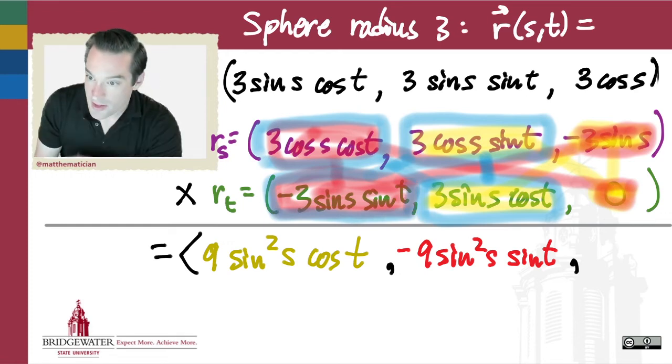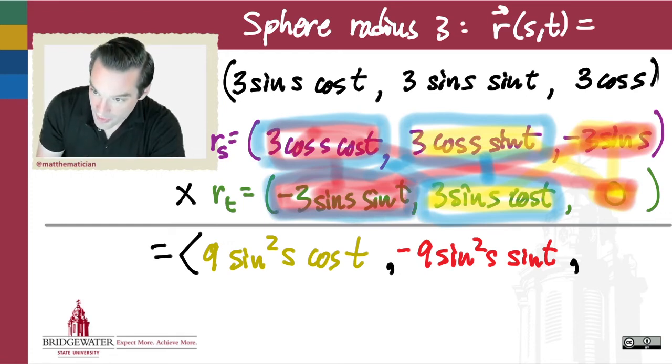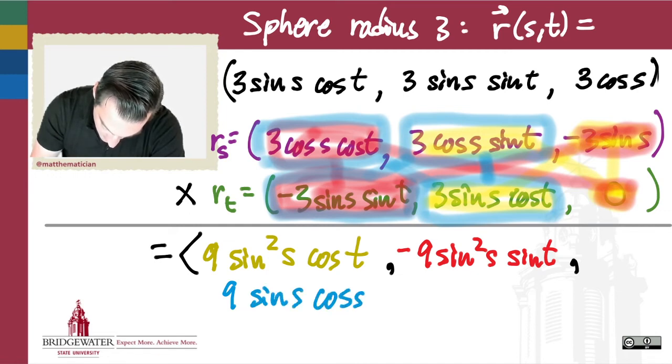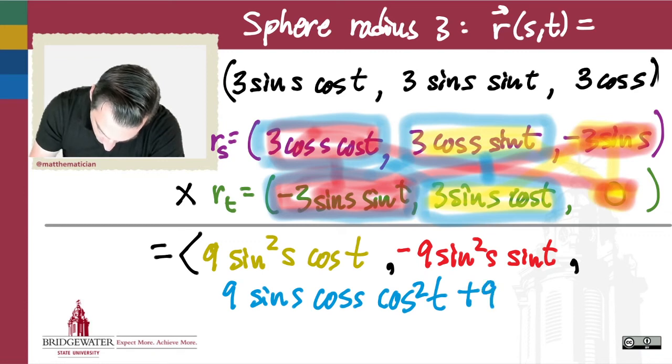So it's 3 cosine s cosine t times 3 sine s cosine t. So that's 9 sine s cosine squared t. 9 sine s cosine squared t. And then minus negative 9, so plus 9, cosine s sine squared t.